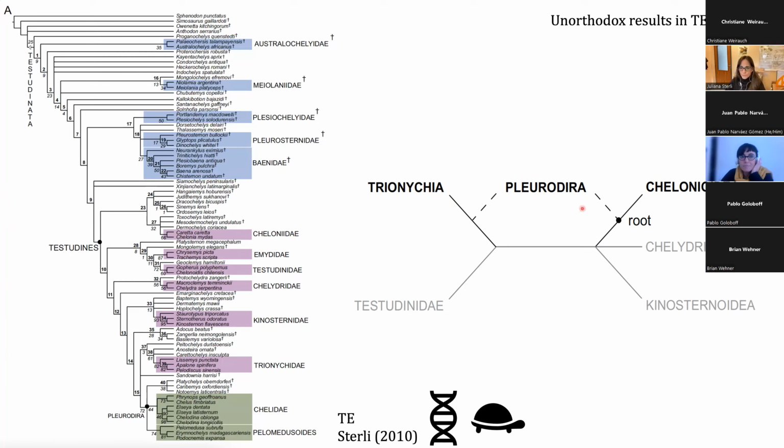However, the position of Pleurodires is different in both analyses. In the molecular analysis, Pleurodires are more closely related with Trionychia, while in the morphological analysis, they are more closely related with Chelonioidea. And when we combine both sets of data in a total evidence analysis, we get the topology of the molecular analysis, but with the root from the morphology. And that's why we get this paraphyletic Cryptodira.